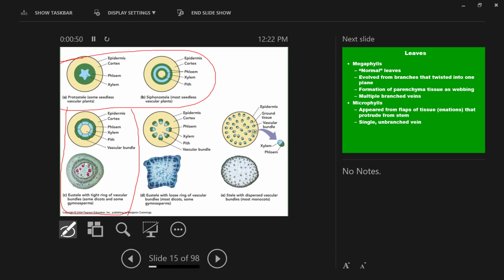They think the protostele is the most ancient, the first run at vascular tissue. That's what they came up with. Over time it evolved into a ring of vascular tissue, shown with the siphonostele, and also this idea of a ring with more discrete clusters. With C, that figure C, it shows discrete clusters, but overall it's a ring pattern.